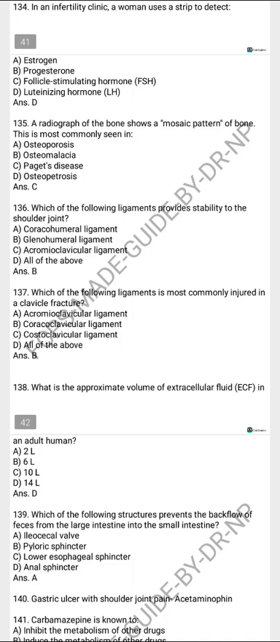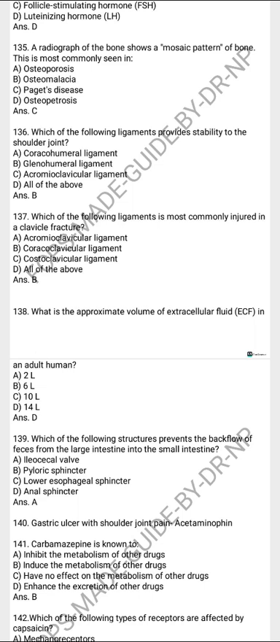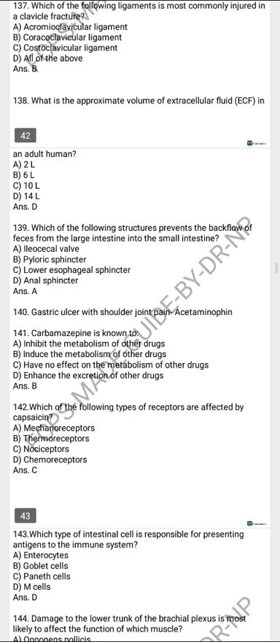Each of the following ligaments provides stability to the shoulder joint. That is the glenohumeral joint. Which of the following ligaments is most commonly injured in a clavicle fracture? That is the coracoclavicular. The approximate volume of the ECF in adults would be 14 liters. Which of the following structures prevents the backflow of feces from the large intestine into the small intestine? That is the ileocecal valve.